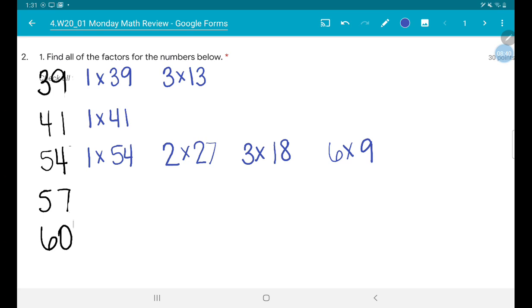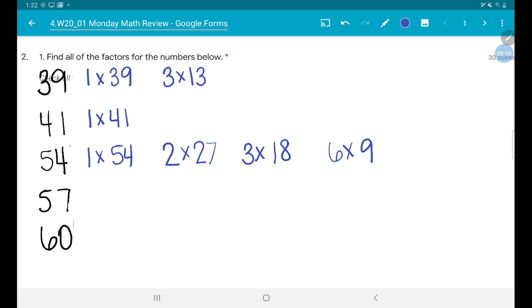8. No. Wait, 64, so it's going to be less than 8. Yeah, no. So that's not going to work. Now we're to 9. So we're finished. We found all our factors. You should have 1, 2, 3, 6, 9, 18, 27, and 54 checked. Yes, I do. I have 15 checked. I don't know. That's a good question.